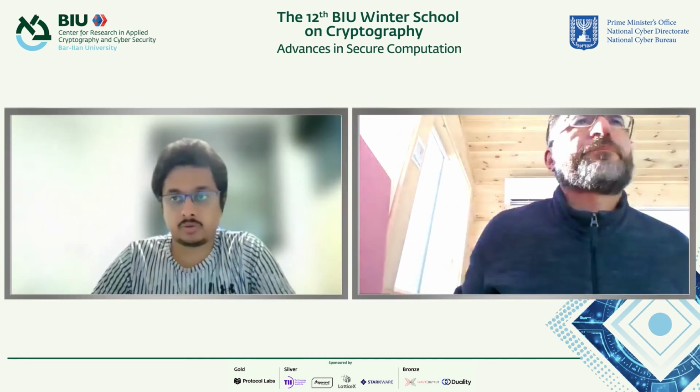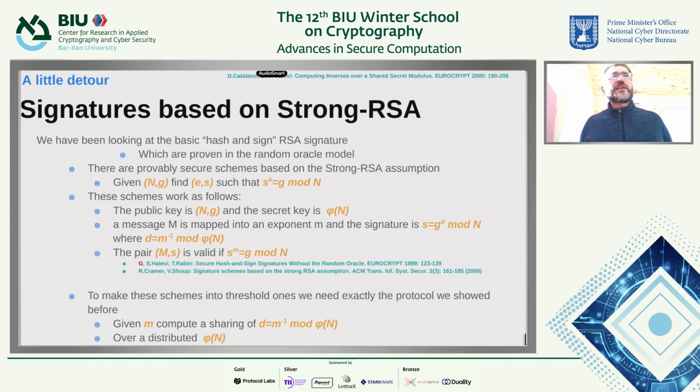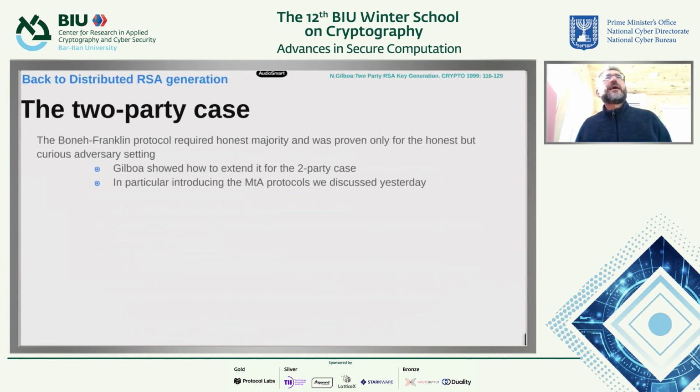No questions so far. So I gave you the bare bones version of the Boneh-Franklin, in the N out of N case. If instead of using N out of N, additive sharing, you use Shamir, it still works. You require honest majority for those multiplication protocols that I told you about, in which you have the shared values and you have to multiply them. And it was only proven for the honest-but-curious setting.